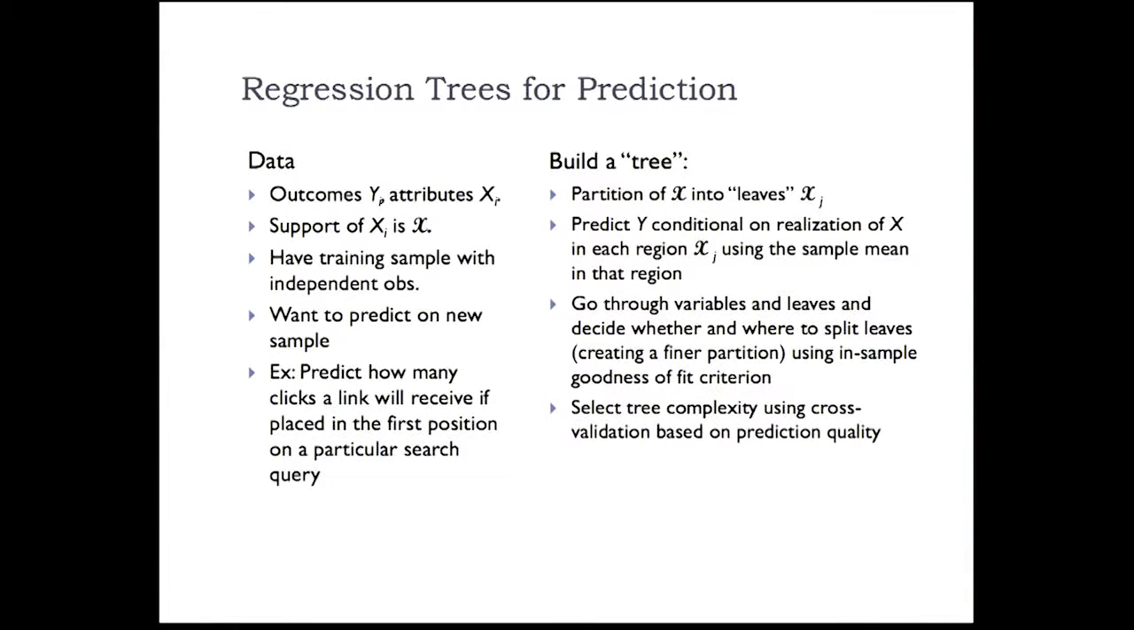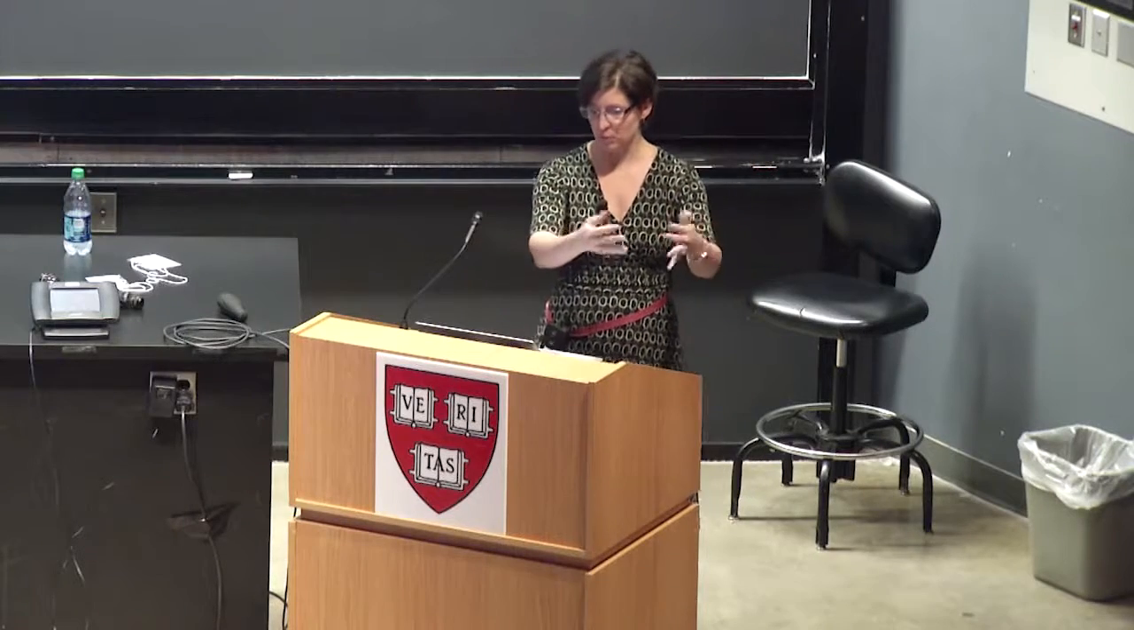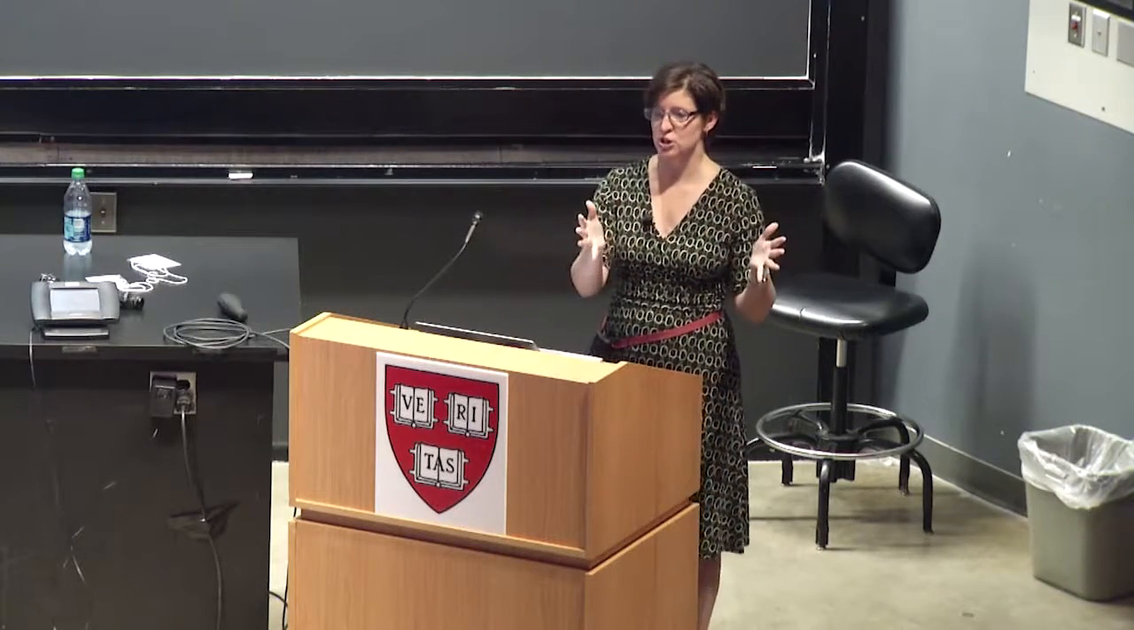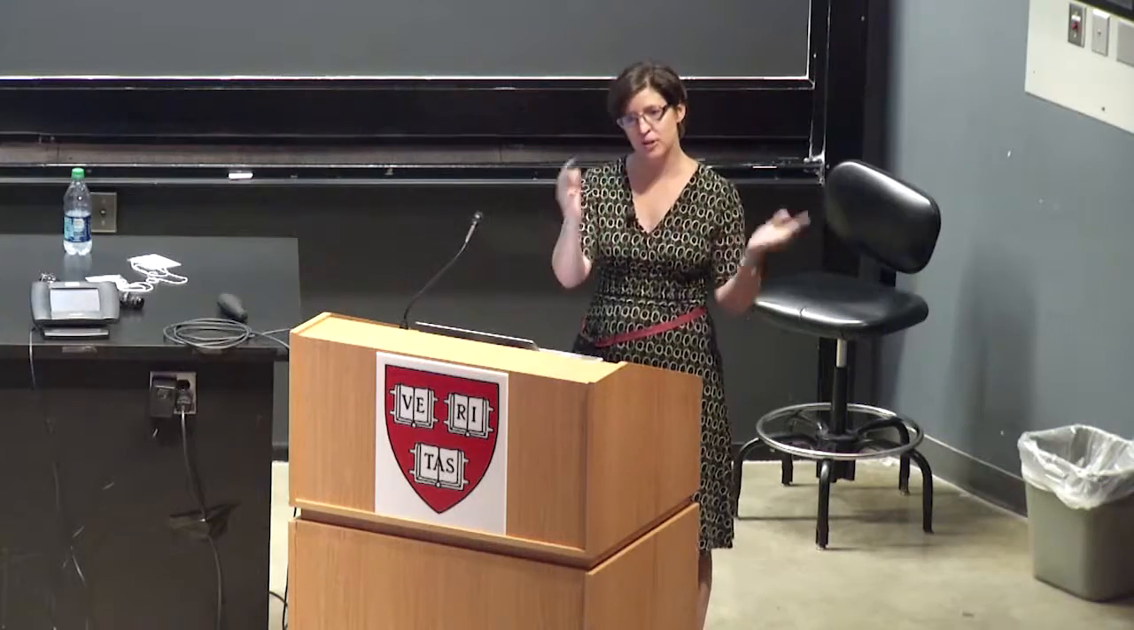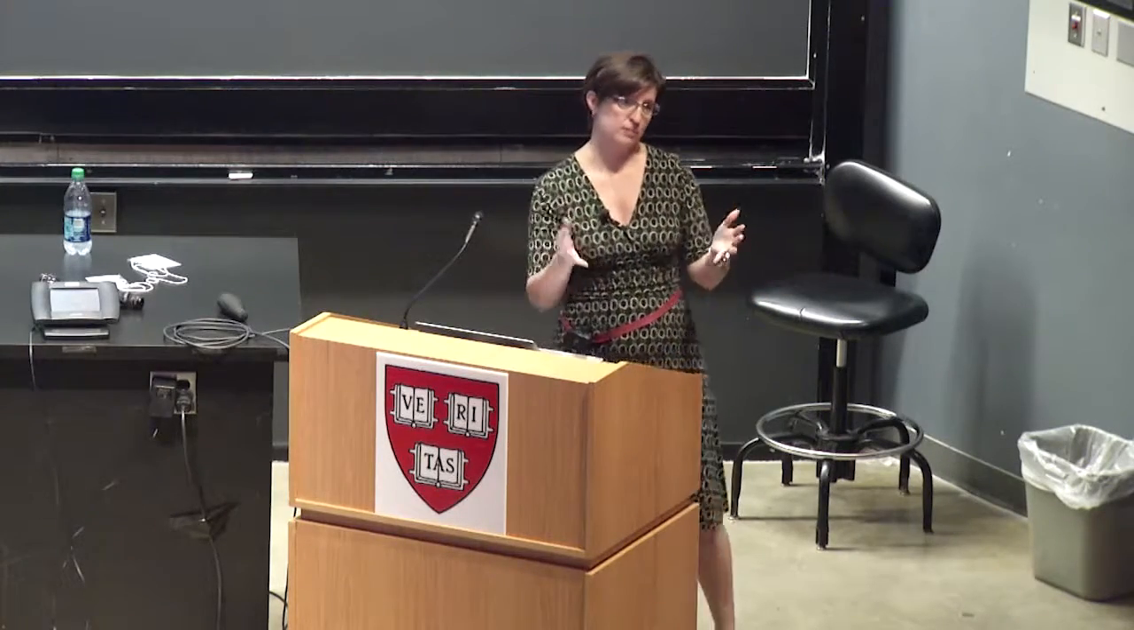So regression trees are really, I think, attractive for interpretability, which is one reason they're used in business analytics and practice, a lot of real-world settings, even though they're not the best predictors. So what a tree does is it partitions the covariate space into leaves. And then it's a really simple model. You predict your outcome conditional on the realization of X based on the average outcomes in the leaf that you're in. And so it's really nice because there's no kind of spillovers across the different areas of the space.